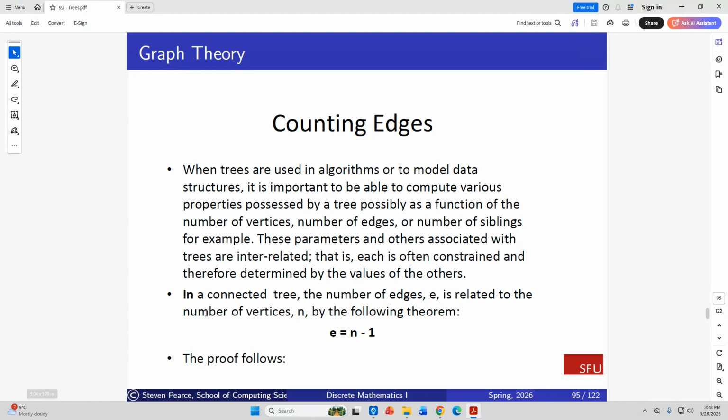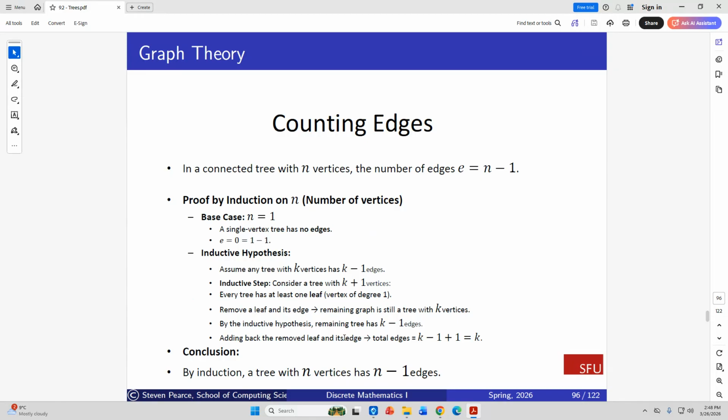So in a connected tree, the number of edges E is related to the number of vertices N by the following theorem: E equals n-1. The number of edges E equals the number of nodes minus 1. You can just see that now in a tree. All right, let's do it by induction. Base case: n equals 1.